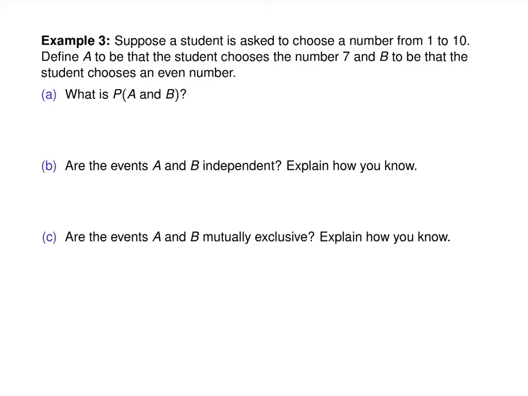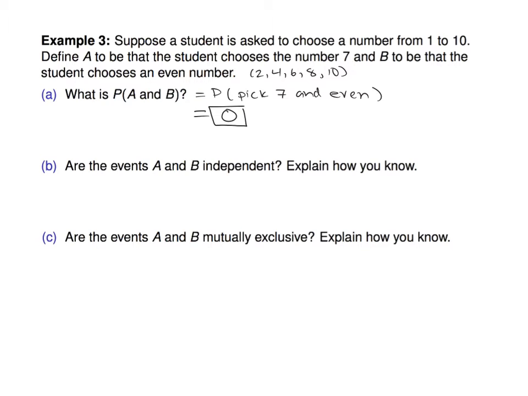Suppose a student is asked to choose a number from 1 to 10. Define A to be that the student chooses the number 7, and B to be that the student chooses an even number. So remember that the even numbers are 2, 4, 6, 8, and 10. So what is the probability of A and B? In other words, what's the probability you pick a 7 and you pick an even? So these aren't 2 separate students. This is like if you are the student being chosen, what's the chance that A and B are both going to happen at the same time? Well, this is 0. You cannot be even and 7 at the same time.